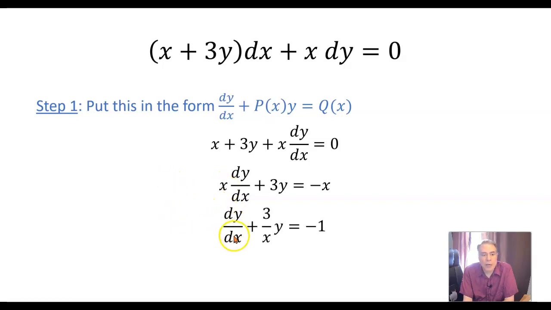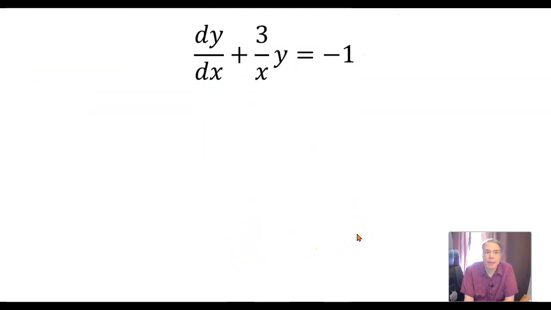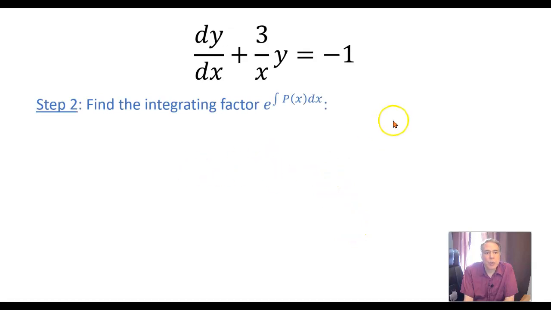So then I have dy/dx plus 3 over x times y equals, and of course negative x divided by x would be negative 1. So it is in the form dy/dx plus something times y equals something. Now, step 2 is to find the integrating factor.